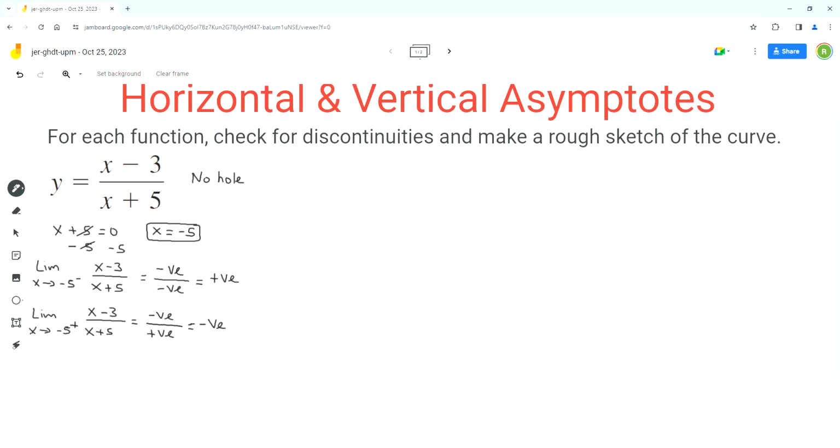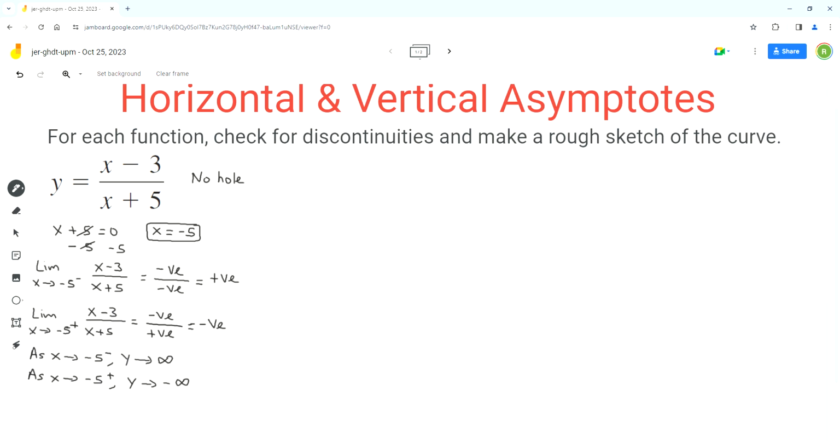Now we can write the conclusion for this test around the vertical asymptote: as x approaches negative 5 from the left side, y approaches positive infinity. And as x approaches negative 5 from the right side, y approaches negative infinity. There is a very important concept we need to understand and memorize.